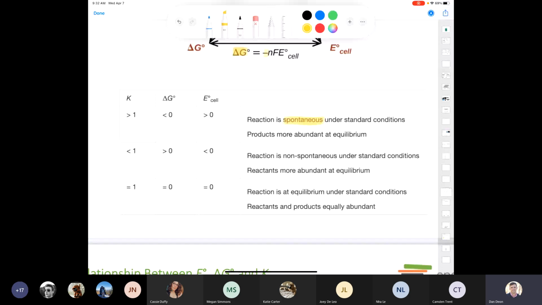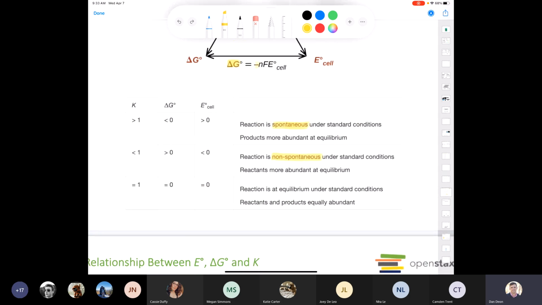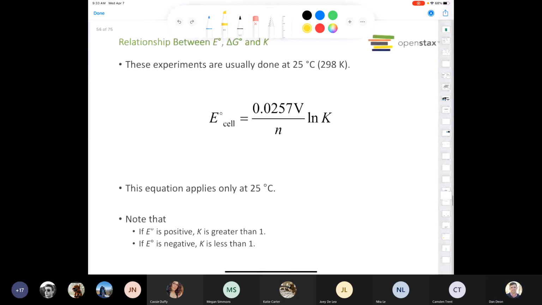The opposite is true when delta G is positive. When delta G is positive, we're dealing with a non-spontaneous reaction. This equation is going to render our standard cell potential as being a negative number. Our equilibrium constant will be less than 1. And when delta G is exactly 0, that means that our standard cell potential is also going to be 0, and our K is going to be equal to 1 in that case. All right, and you need to be familiar with all of those.